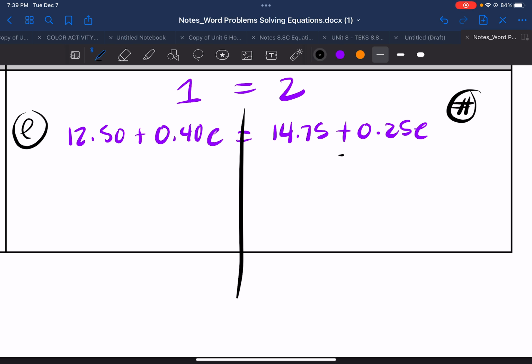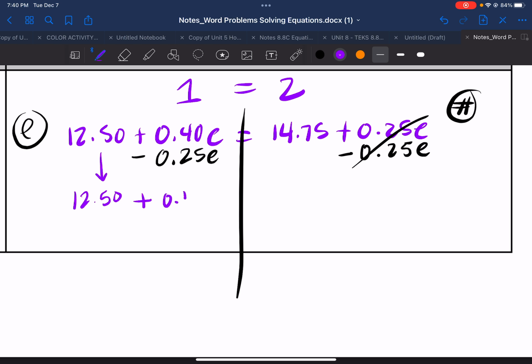I'm going to subtract 0.25E. Let's get rid of that here. But what I do to one side, I must do to the other. All right, so what do we have left? Bring down 12.50 because I haven't used that yet. If I have 40 cents and I take away 25 cents, I have 15 cents left. So this is going to be plus 0.15E, equal to 14.75. Now what I need to do is get rid of the 12.50 right there.